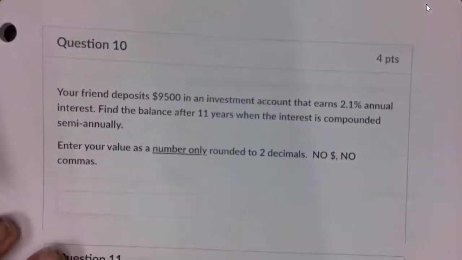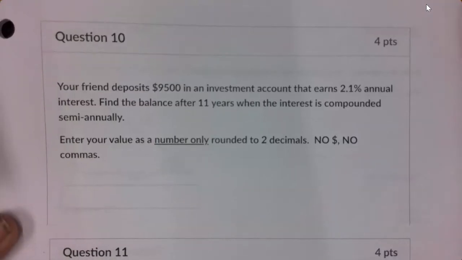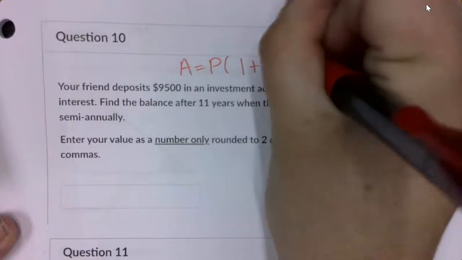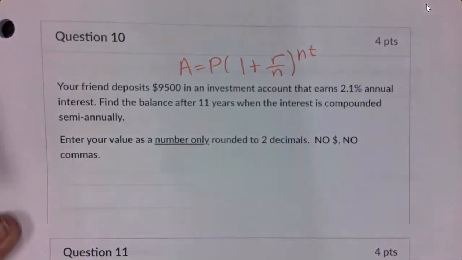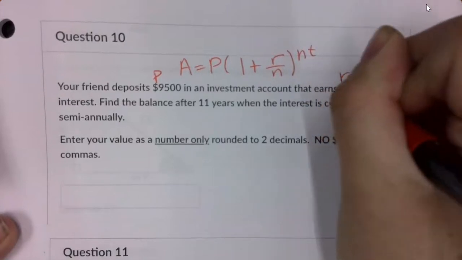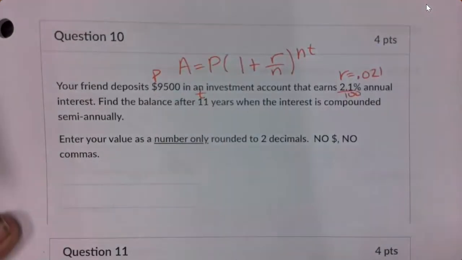Okay, this one tells me my friend is depositing $9,500 into an investment account that earns 2.1% annual interest. Find the balance after 11 years when it's compounded semi-annually. So this formula is A equals P, parentheses 1 plus R over N to the NT. P is how much I start off with. R is my interest rate as a decimal. So I take that number and divide by 100 to get 0.021. T is time. N is number of times compounded.